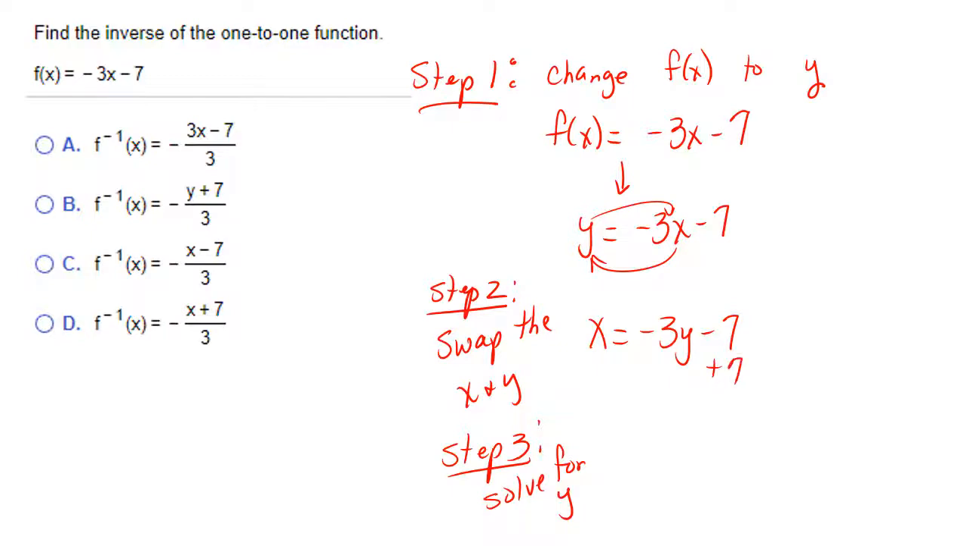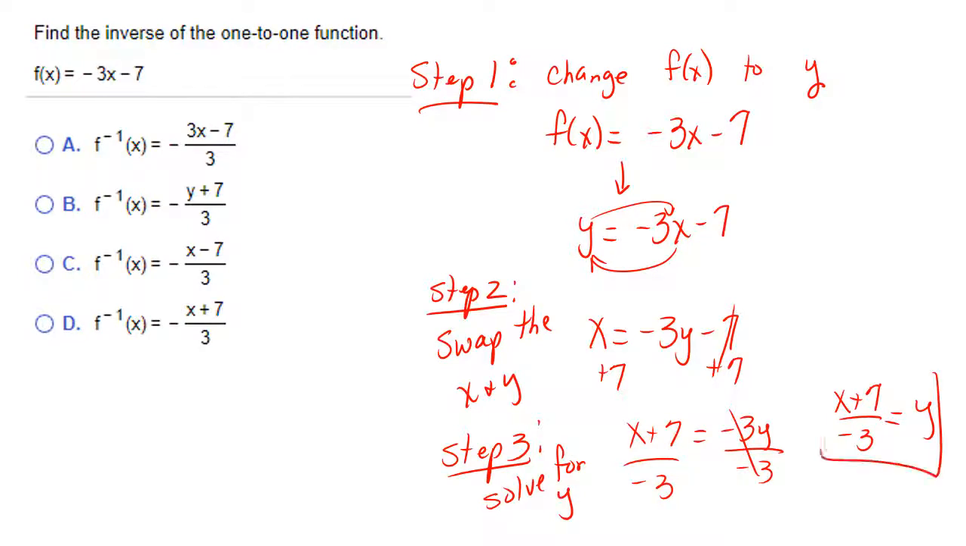So I can add 7 to both sides. I have x plus 7 equals negative 3y. Then I would divide by negative 3. So my inverse is equal to x plus 7 over negative 3. Now that inverse is my answer number D. Notice that the y is replaced by this notation for inverse, and I have the x plus 7 over 3, and it's of course negative.